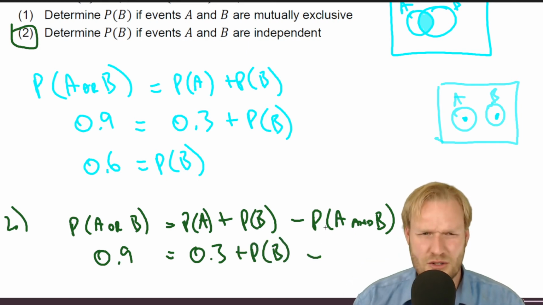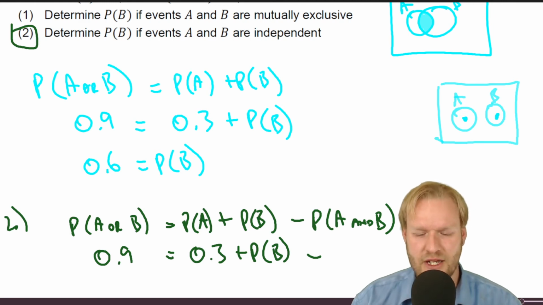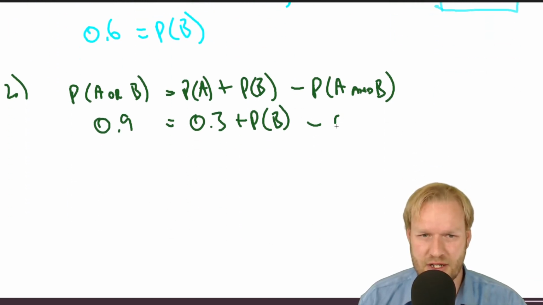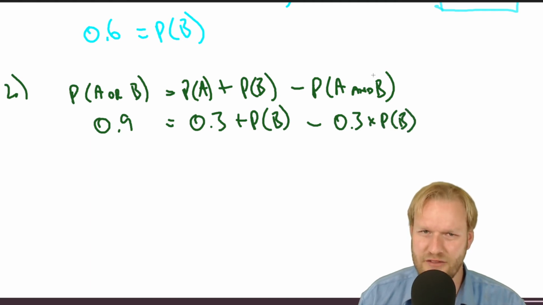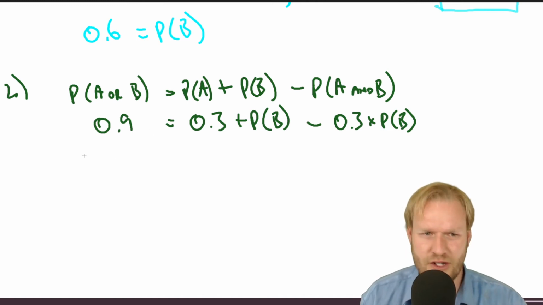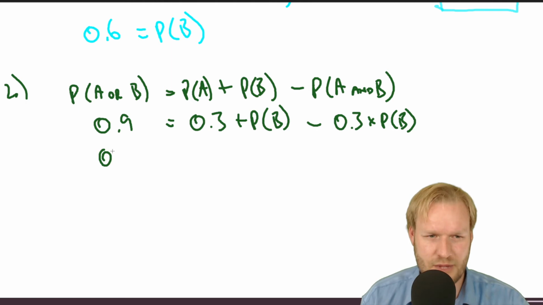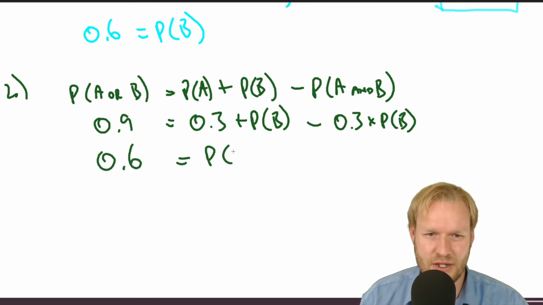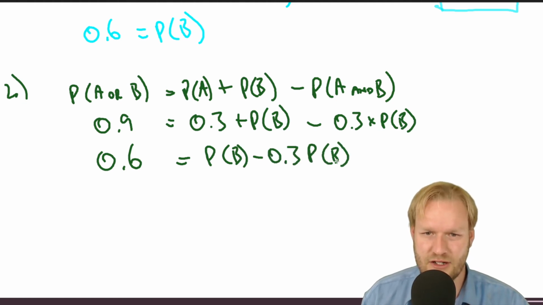But we're not told directly the probability of A and B. Because we're told that these are independent, it means that the probability of A and B is the same as the probability of A times the probability of B. That's the embedded bit of information. Now we've got a formula to solve. So let's subtract 0,3 from each side to start with. 0,6 equals the probability of B minus 0,3 times the probability of B.